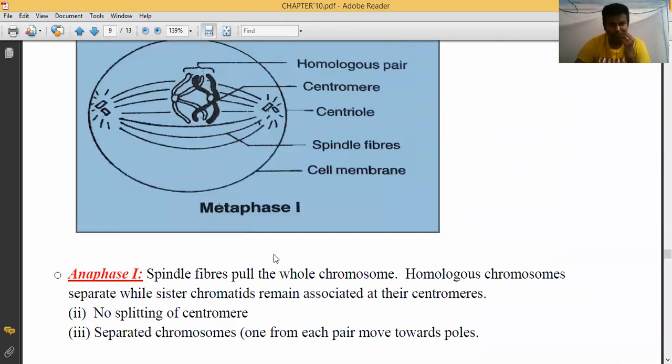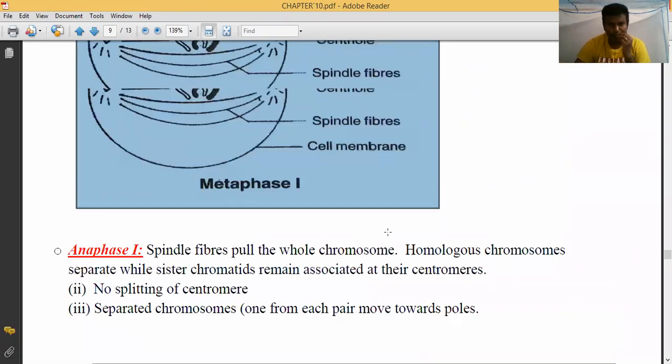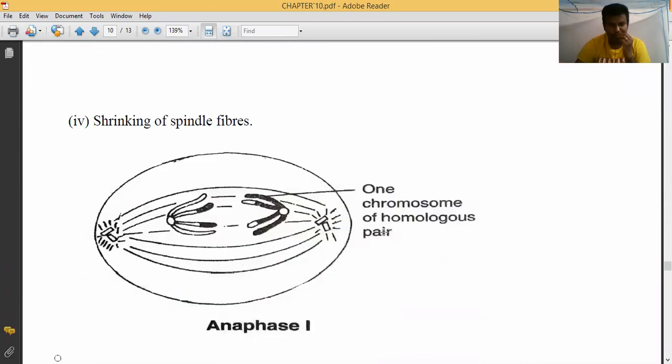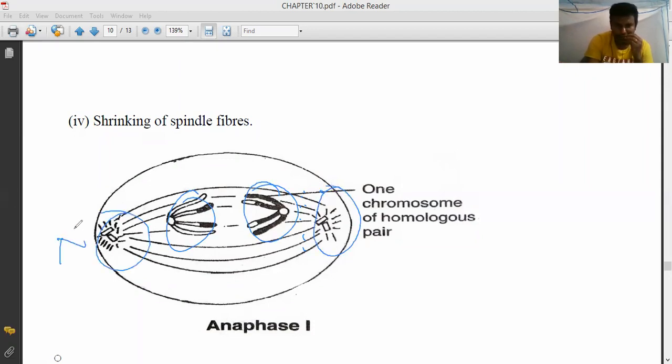Anaphase 1: what happened? Spindle fibers pull the whole chromosomes. These spindle fibers pull the chromosomes, and these chromosomes are moved to opposite poles. Gradually the length of the spindle fibers decreases. At the end of anaphase 1, all the chromosomes have moved to opposite poles. If you consider this the north pole and this the south pole, chromosome movement is completely finished to the north pole and south pole regions.